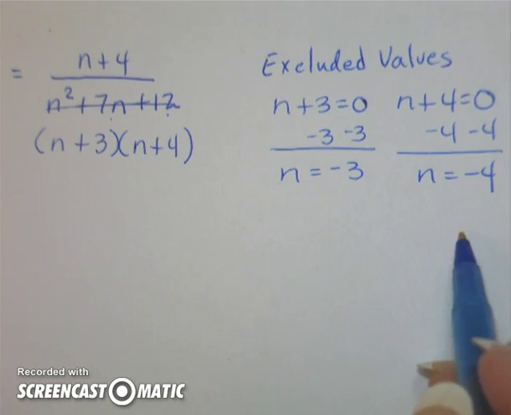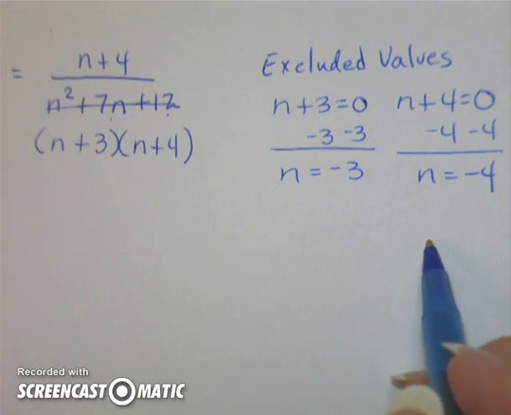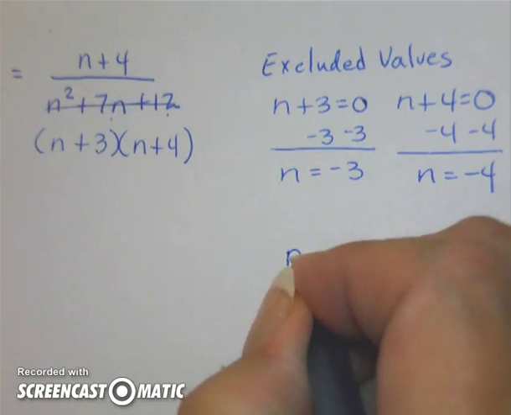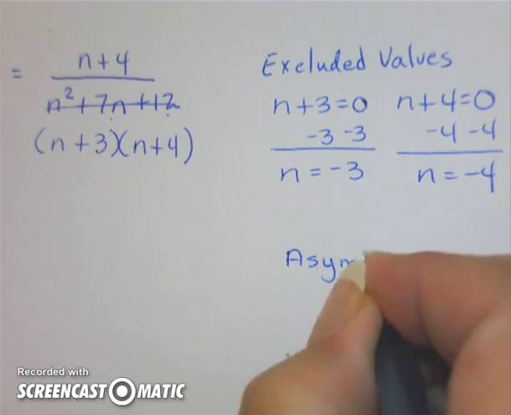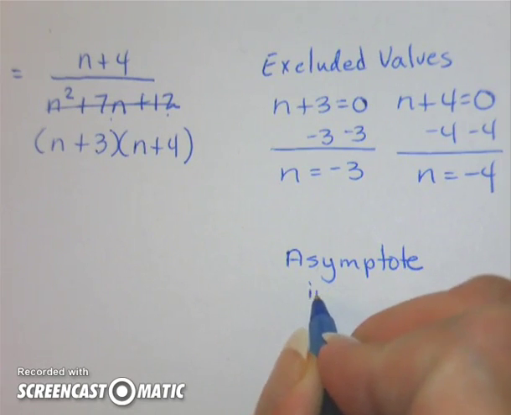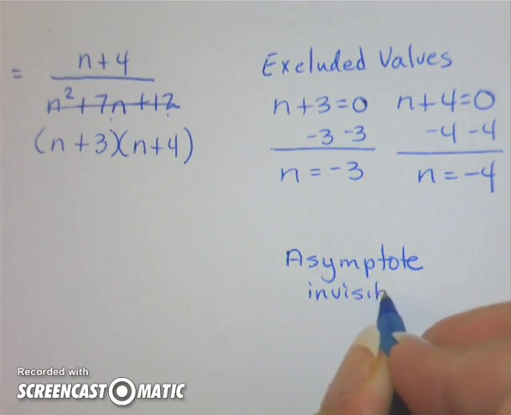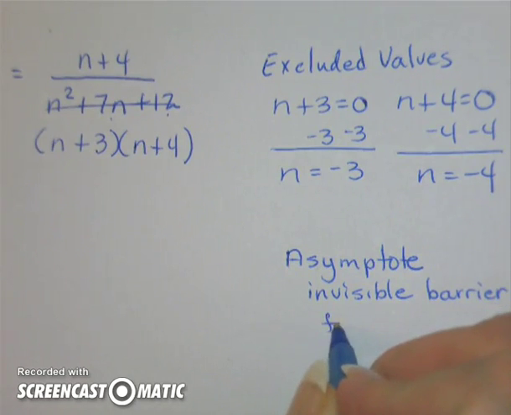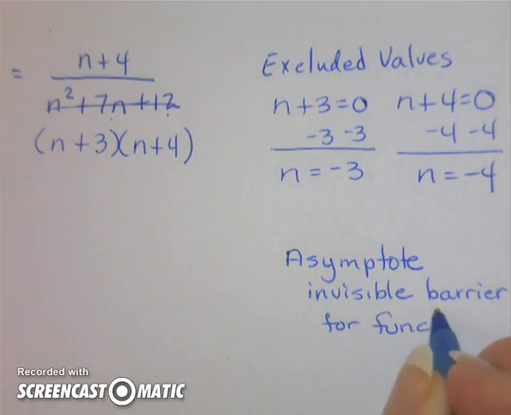So when I'm looking at this on a graph, my excluded values can either be a hole in the graph, or it can be an asymptote. An asymptote is that invisible barrier for the function. And these values are going to give me that invisible barrier.